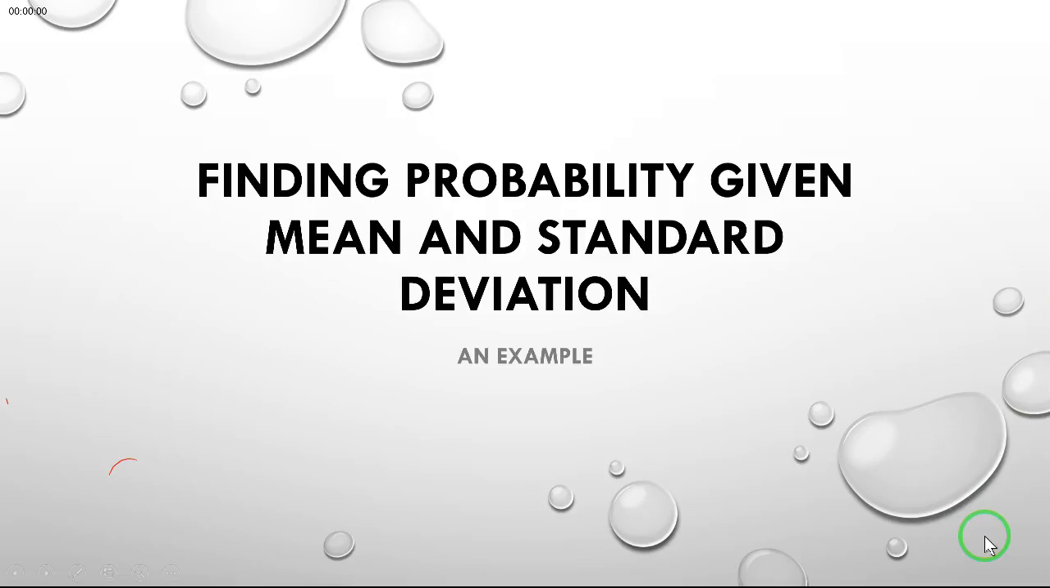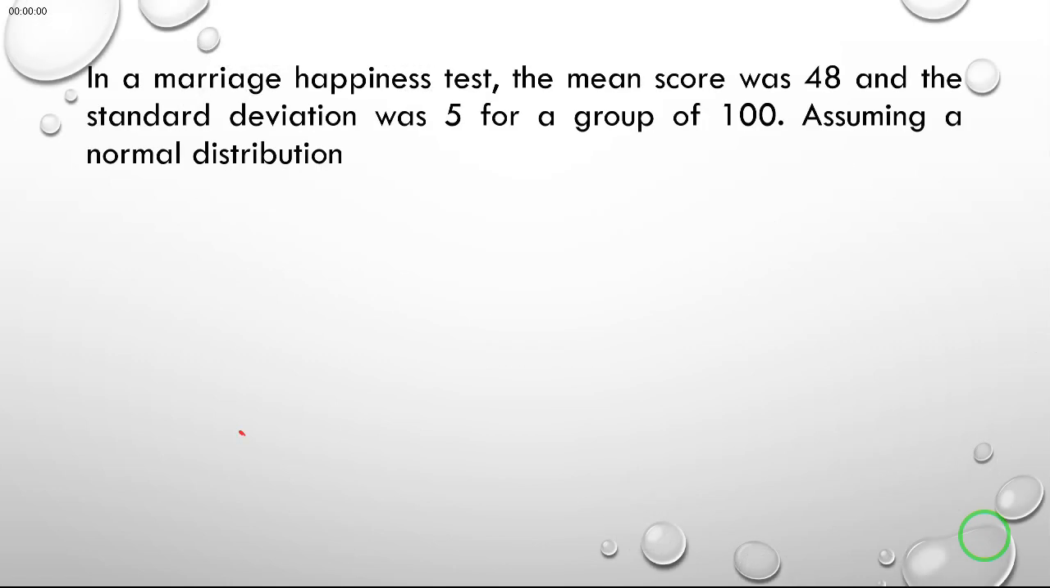This is an example of finding probability when you're given the mean and the standard deviation. Let's look at an example. In a marriage happiness test, the mean score was 48 and the standard deviation was 5 for a group of 100. We are told to assume a normal distribution. The question is, how many scores were above 43?